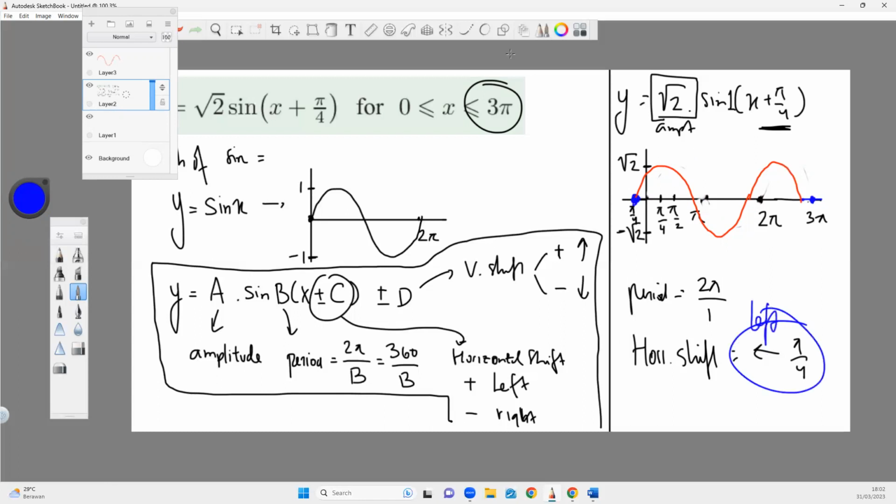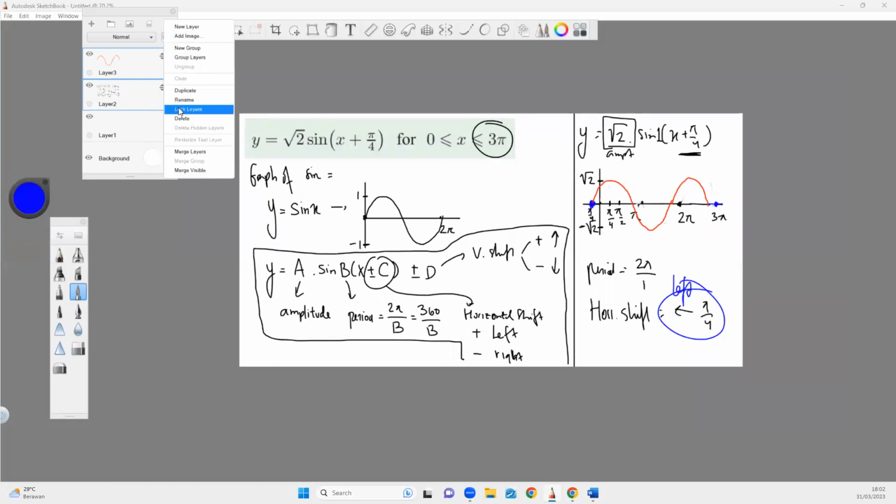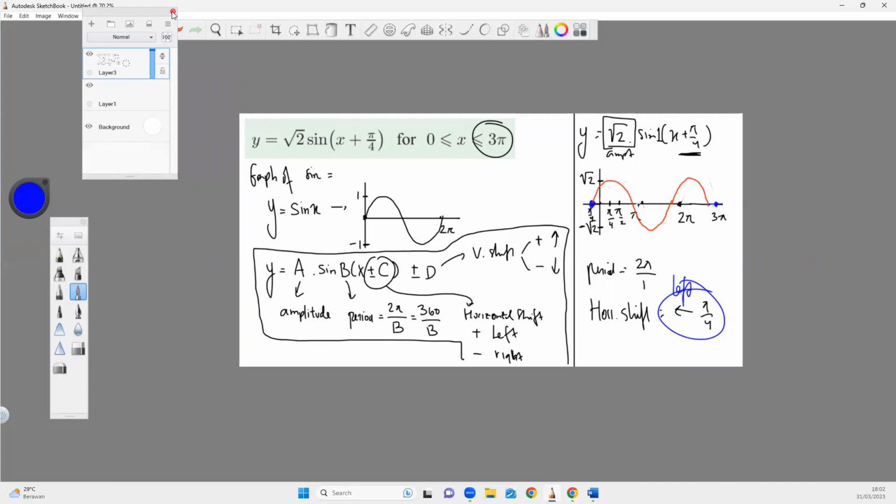I think that's all for what I can explain. You have to draw the trigonometric function of square root 2 sine of x plus pi over 4.